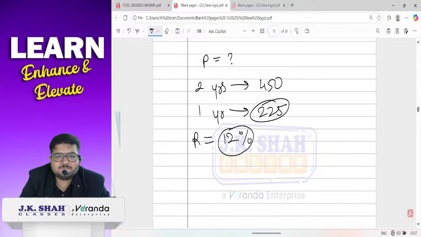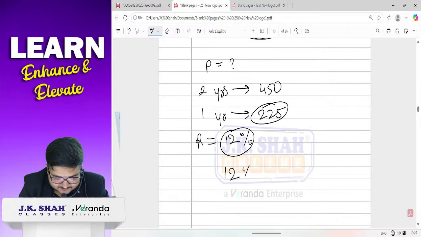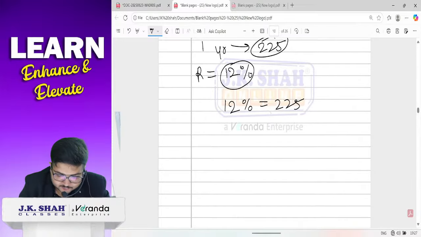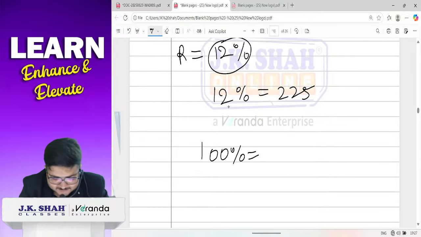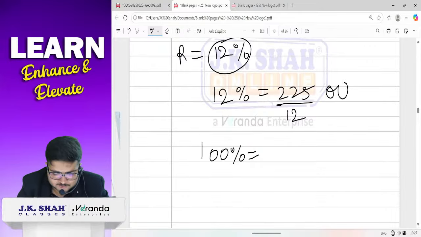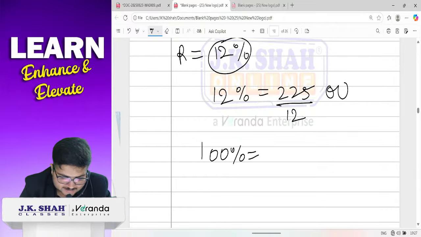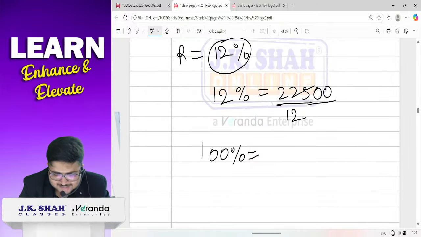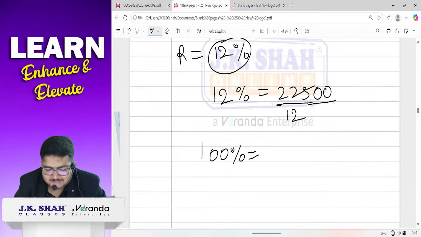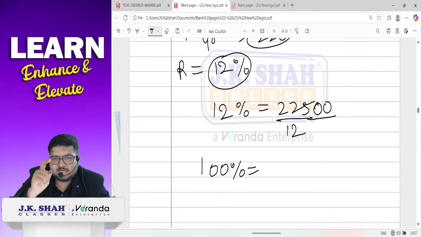Interest should be 12%, but interest is 225. That means 12% is 225, and you have to find the principal. Principal is 100%. How can we find the value of 100%? 12% is 225, so 225 will be divided by 12 and we will put 2 zeros. So I will join the 2 zeros and divide this by 12. Let us divide this by 12 and we have the answer.